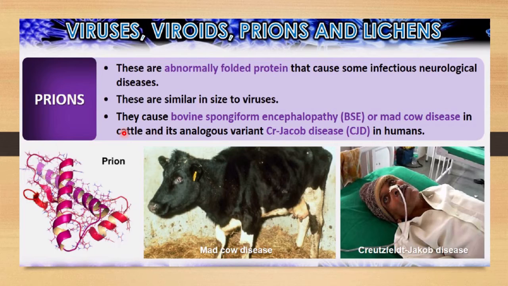So these prions are very infectious, we can say. It is a similar size if you compare it with viruses, and they do not have any kind of nucleic acid inside them, but just a protein coat. This protein coat is an abnormally folded protein, and that may cause some infectious neurological diseases.